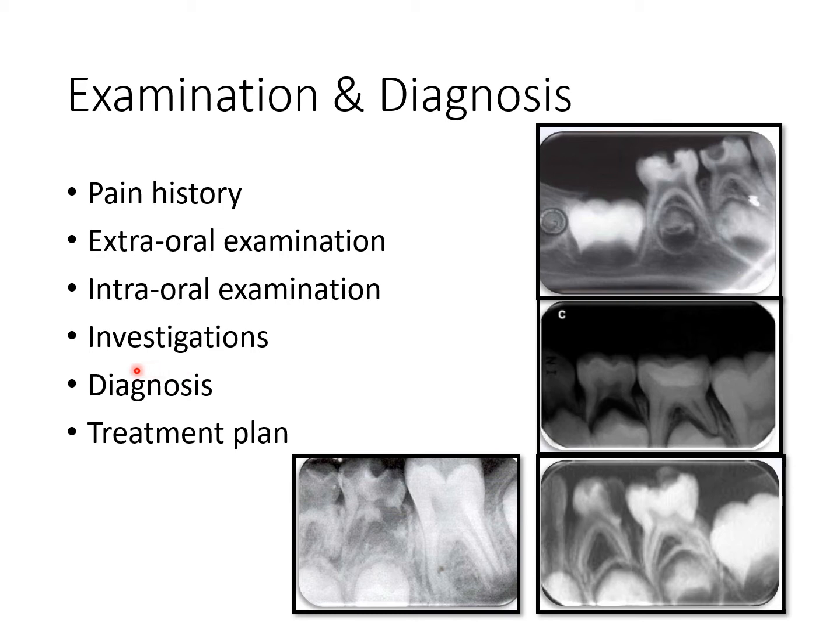Then investigations: you must take a radiograph for all deep carious lesions, whether it is painful or not painful. You have to take an IOPA compulsorily for any tooth with a deep carious lesion. Why? Because if you see here in this particular radiograph, you have a deep carious lesion and then you have extensive internal resorption, and the treatment for this is only extraction.